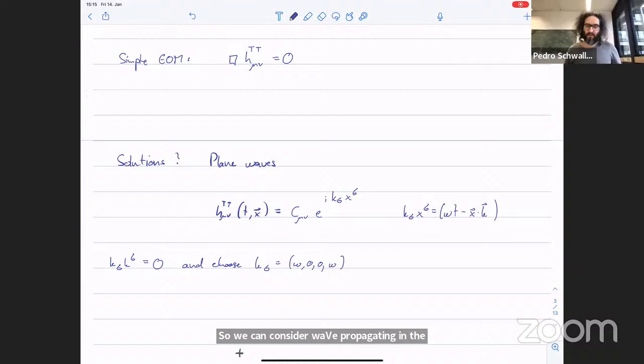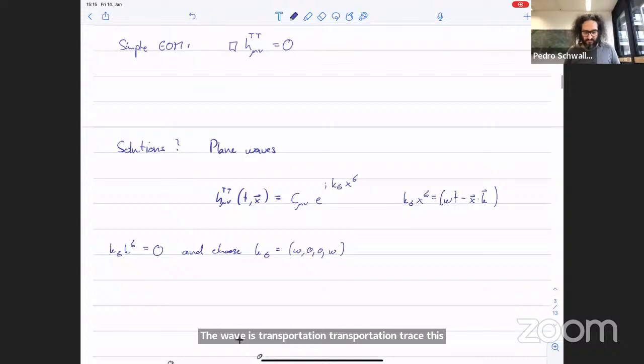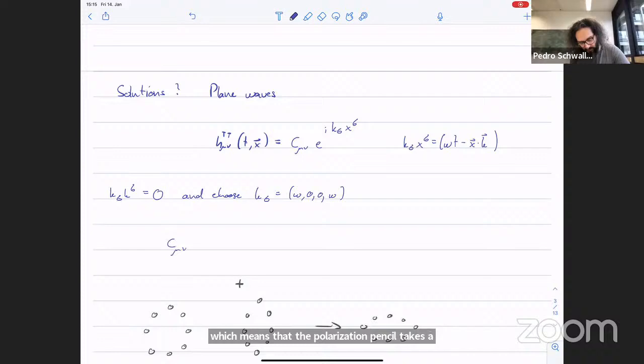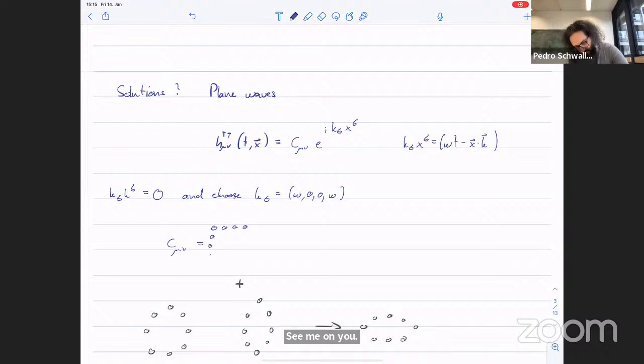And in that case, the wave is transverse traceless, which means that the polarization tensor takes a specific form, C mu nu. It looks like this. So we have lots of zeros, and then C11, C12, minus C11 and C12. Yeah. So you can check this is transverse, traceless.